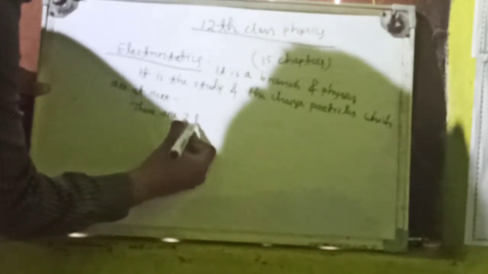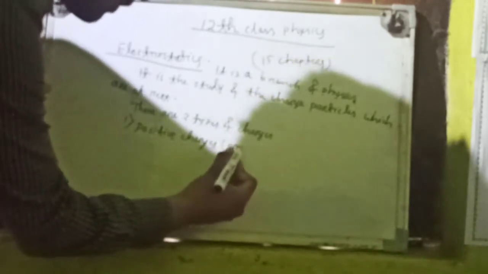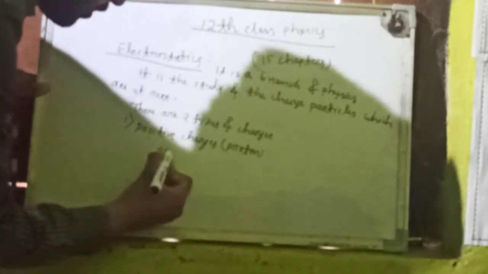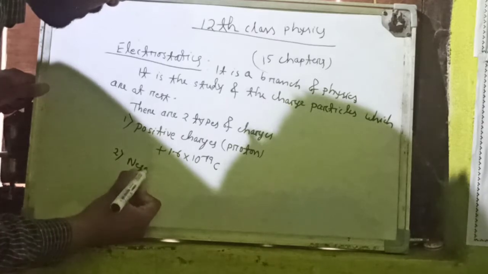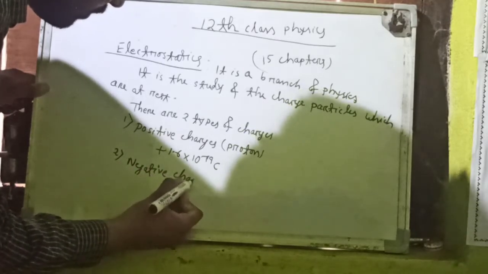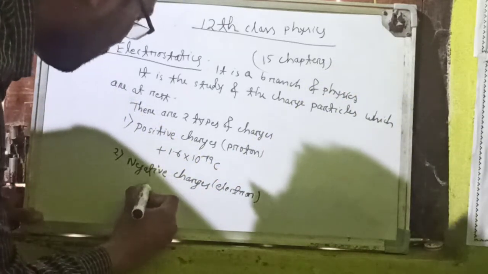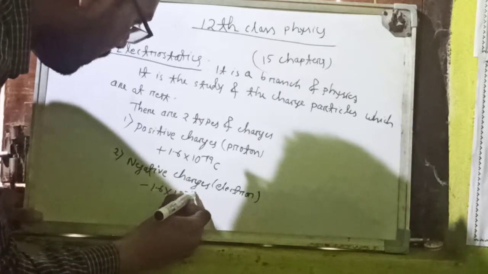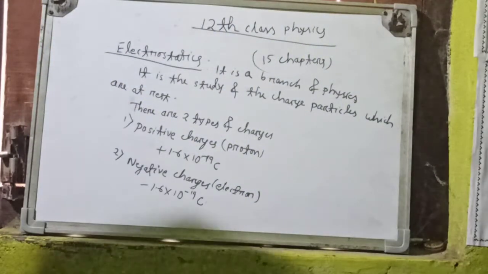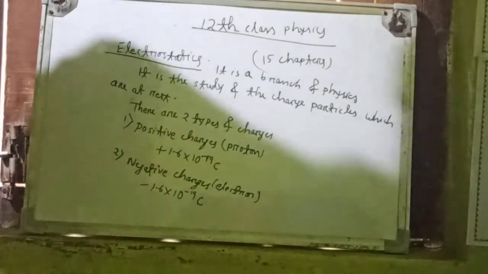Now we know there are two types of charges. The first is positive charge, which is the proton, whose charge is plus 1.6 into 10 to the power minus 19 coulomb. And the next is negative charge. The negative charge is the electron. What is the charge of the electron? It is minus 1.6 into 10 to the power minus 19 coulomb. So there are two basic types of charges, positive charge proton and negative charge electron.